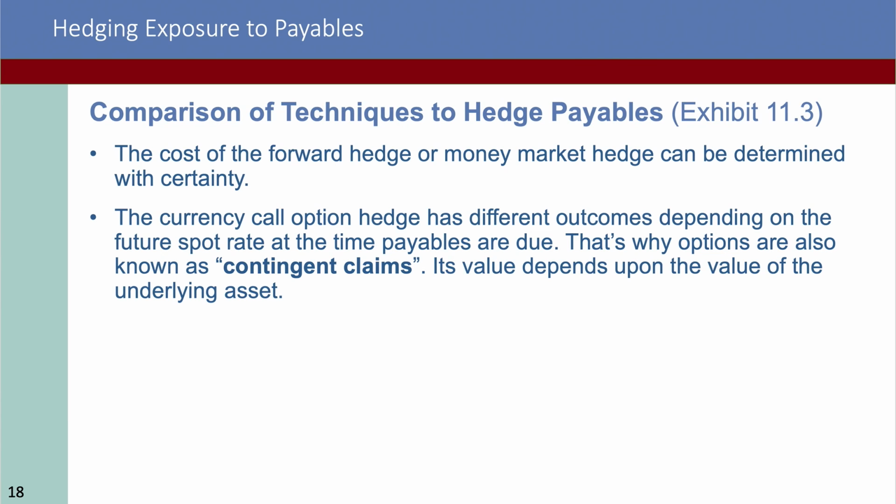Okay. So the next slide is pretty good. It is a comparison of techniques to hedging so far, Exhibit 11.3. The cost of forward hedging or money market hedging can be determined with certainty. The currency call option hedging has different outcomes depending on the future spot rate at the time payables are due. Therefore, we call options contingent claims that depend on what the spot rate on that day is. Therefore, its value depends upon the underlying asset.